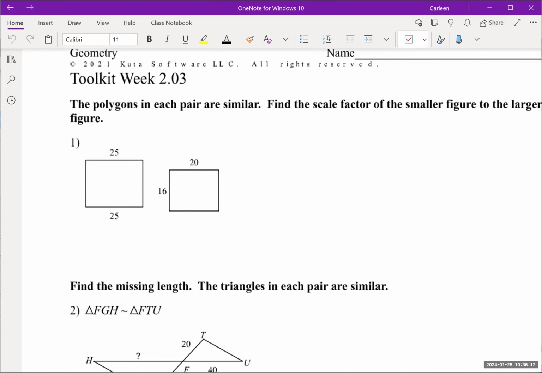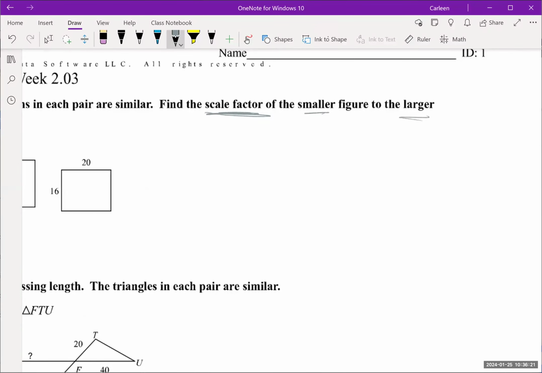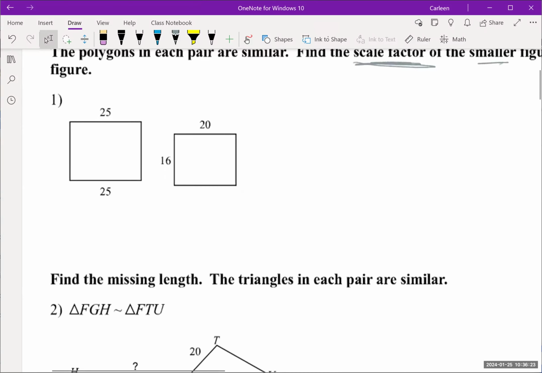Toolkit week 3. Now, first of all, what is the scale factor? And we want to go small to large, small to big. Does anyone have a guess? Now, scale factor can be written as a fraction or with a colon. Anyone have a guess? Obviously, you guys can hear me because you responded to my questions. Okay, a fraction. Can anyone give me the fraction for the scale factor? And I want it small to big.